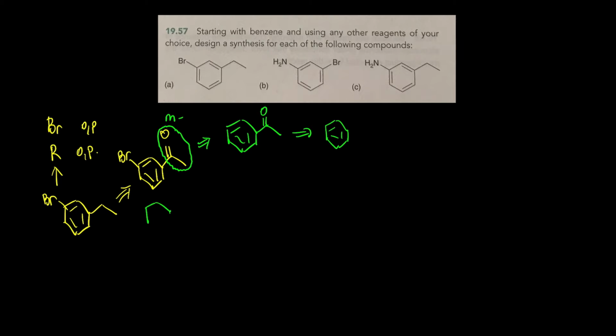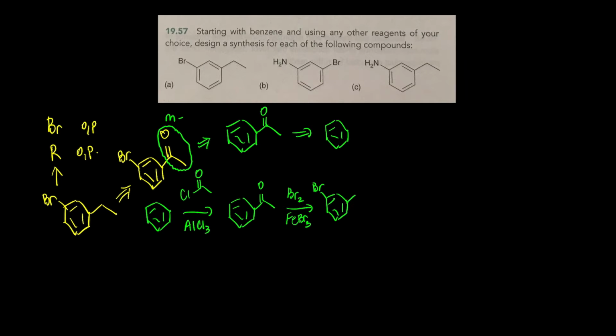So in the forward direction, I would say start with benzene. And then we'll make acetophenone with the usual reagents, an acid chloride and an aluminum trichloride catalyst. And what we get here is acetophenone, sorry, wrong molecule. And then we can brominate. And remember, for bromination, you need bromine and iron tribromide. And this will give us the correct meta-substituted molecule.